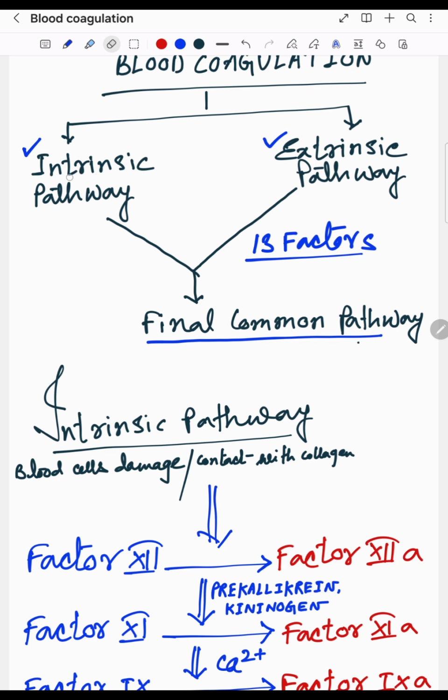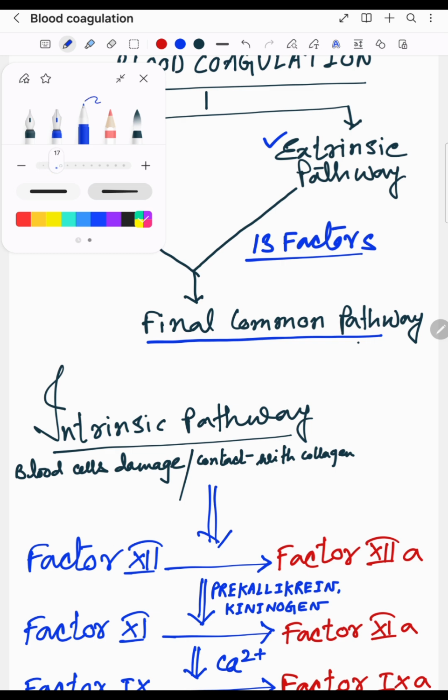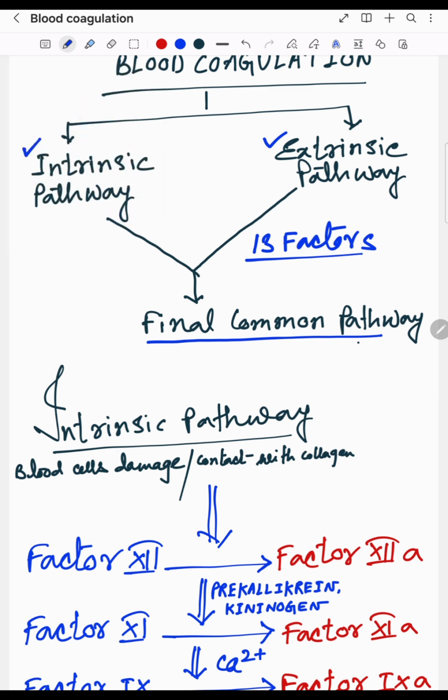So for the intrinsic pathway of blood coagulation, there will firstly be activation of factor 12. And I would like to say one thing, that all these factors firstly remain in an inactivated state. We have to activate all these factors because of the blood loss, because we need to prevent the blood loss.